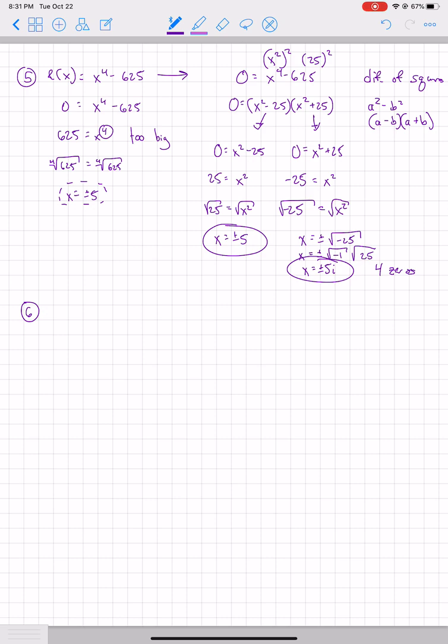Number 6, we still have a big degree, but this one we have to try another way. So here we have f of x is equal to 2x to the fourth minus 7x squared minus 4. So here we have an instance where we have this middle term that we haven't really seen yet. So we're still going to do a times c, which would be negative 8, and our b is negative 7. So we need two factors of negative 8 that add up to negative 7. And that would be negative 8 and positive 1. They multiply up to negative 8, add up to negative 7, so we can group it.